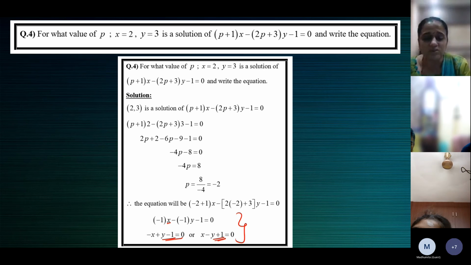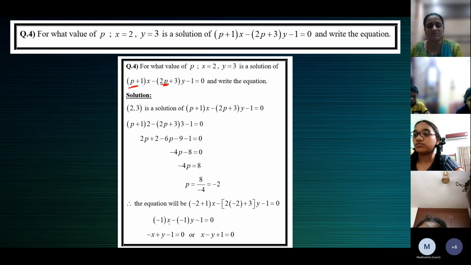Here you should not write the values of x and y. X and y you should use and find the value of p. After finding the value of p, use the value of p here and find the equation in x and y.